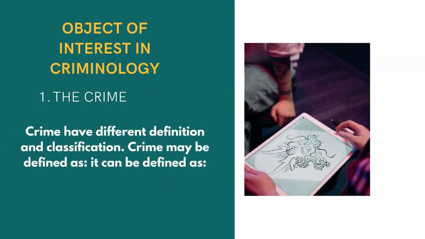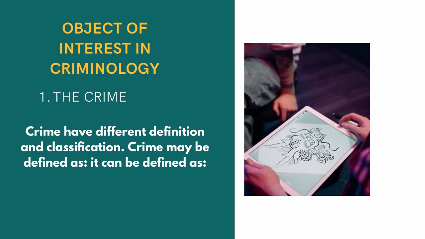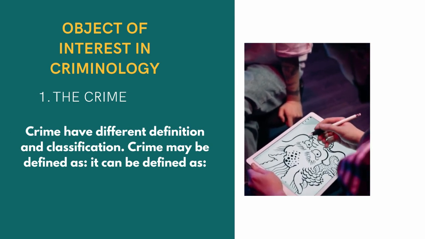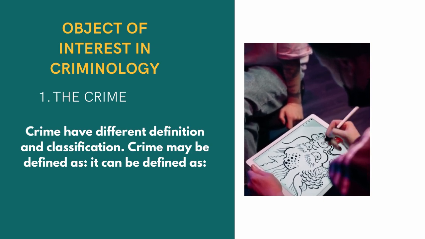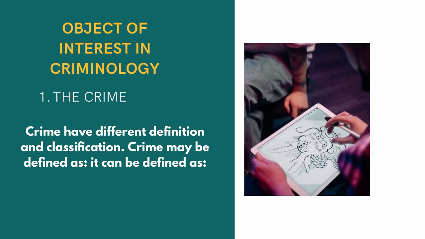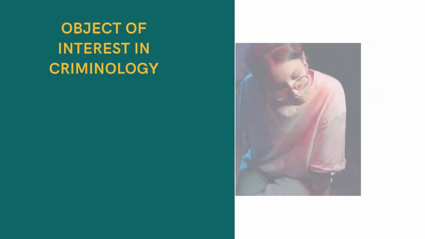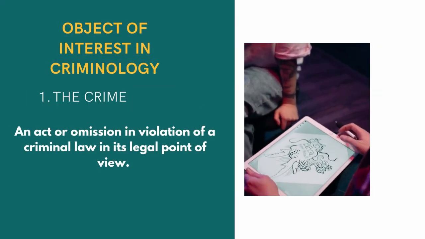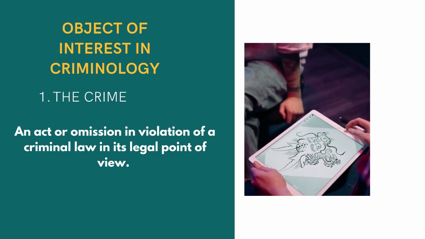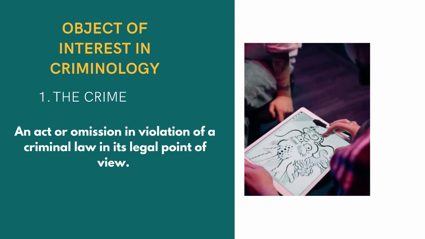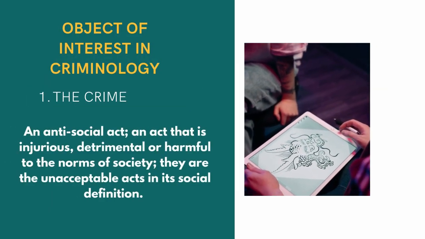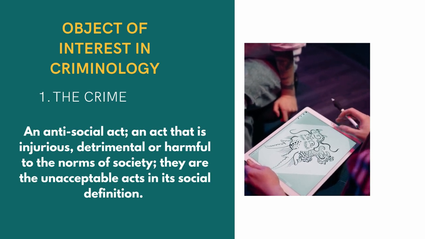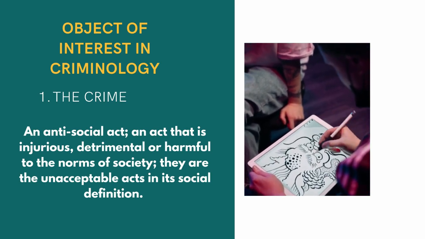1. Crime. Inasmuch as the definition of crime is concerned, many fields of study like law, sociology and psychology have their respective emphasis on what crime is. Crime has different definitions and classifications. It can be defined as an act or omission in violation of a criminal law in its legal point of view. An antisocial act, an act that is injurious, detrimental or harmful to the norms of society. They are the unacceptable acts in its social definition.